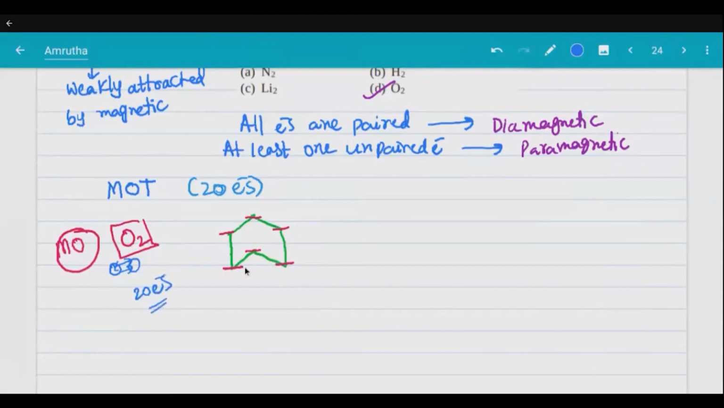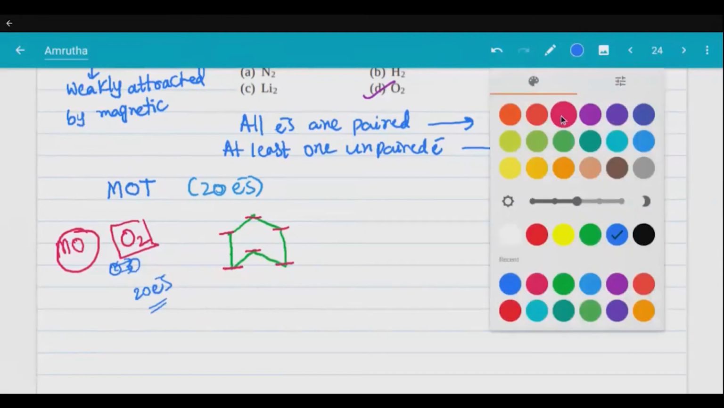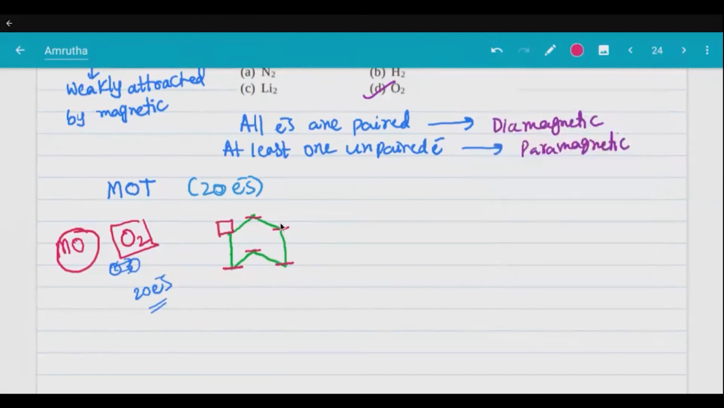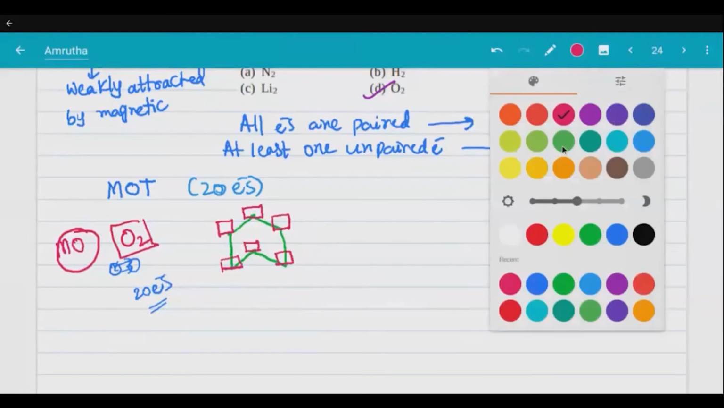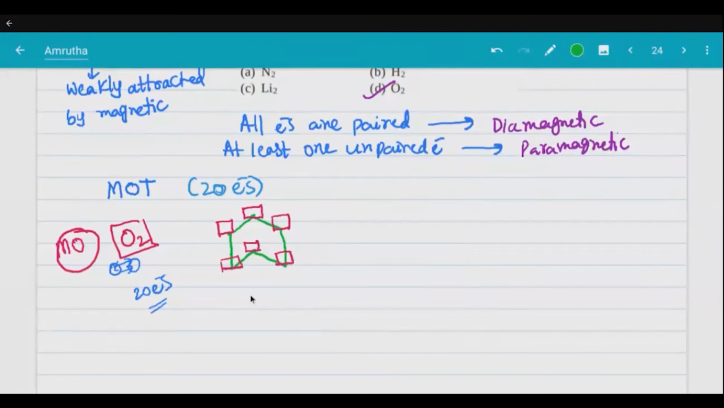Each line here, you can think of as a box. Everything is like a box. How many boxes do we have? In one box we place 2 electrons. So how many boxes do we have? 6 into 2, 12. Now the lower energy orbitals are like this.